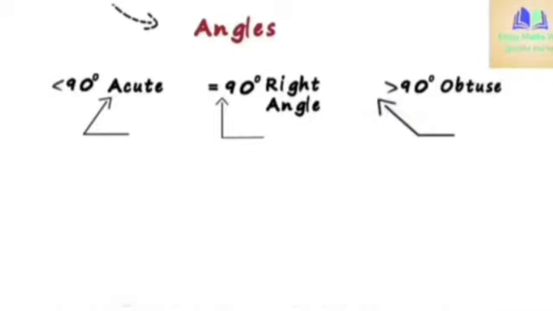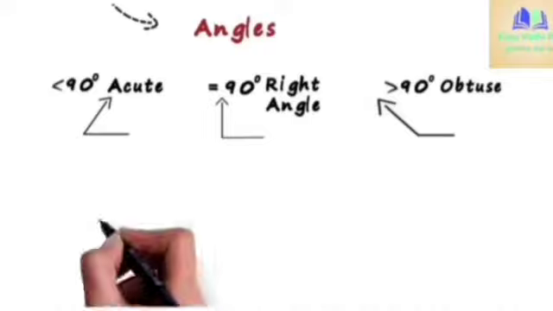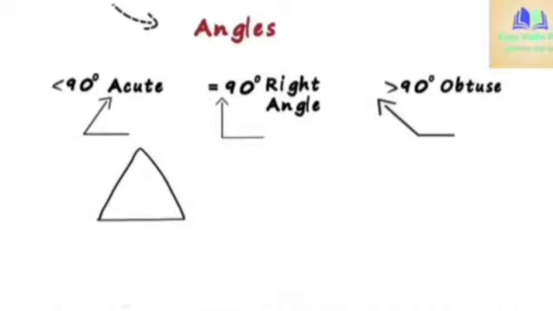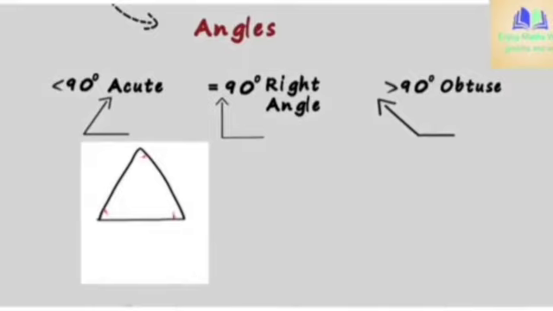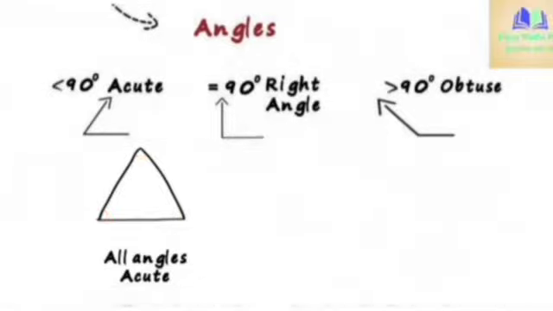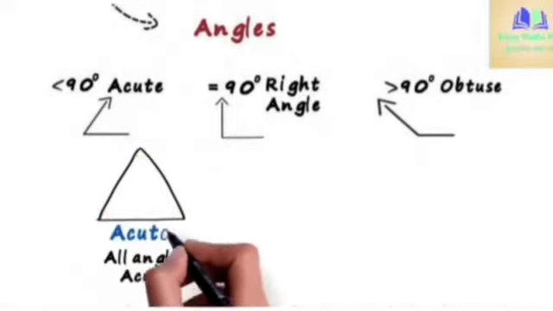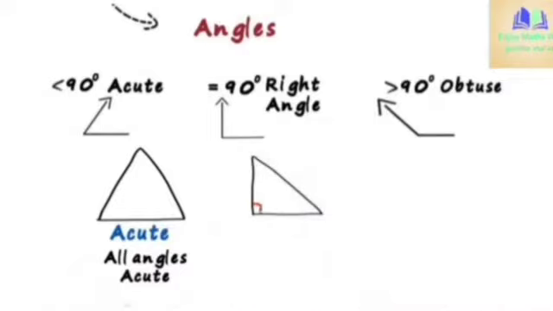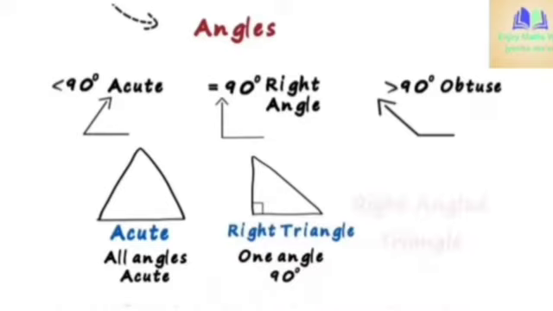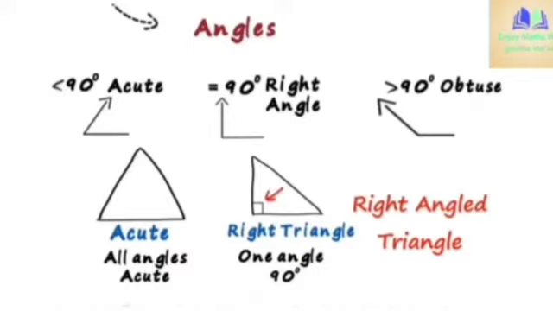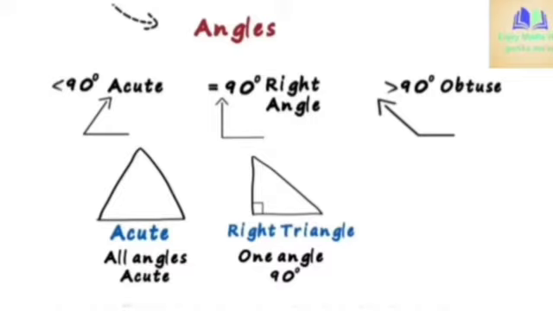Here's the good news. Triangles are also classified in a similar way. Look at this triangle. All the angles inside the triangle are acute. Any guesses on what such triangles are called? Yes, acute angle triangles. Now, look at this triangle. This angle here is a right angle. If one angle in a triangle is a right angle, then it's called a right triangle. It's also referred to as a right angle triangle. Remember, just one angle has to be a right angle for the triangle to be a right triangle.